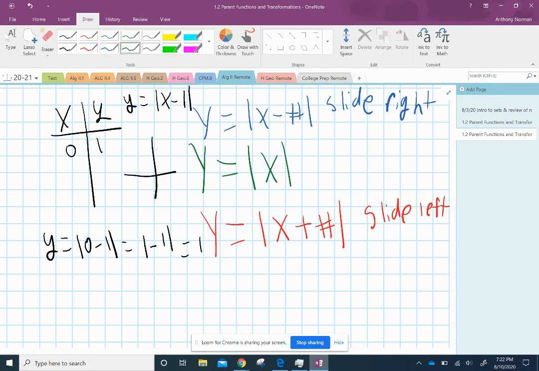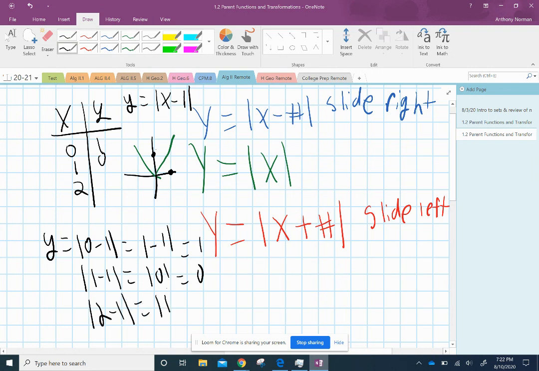So our parent function, we know it's going to be on the center like there. But x is 0, y is 1. That's in the air. That's not right. Well, okay, let's see what happens when we put in 1. So 1 minus 1 equals absolute value of 0 equals 0. Y is 0. So when we go to the right one, where y equals 0, what happens when we go 2? 2 minus 1 equals 1. Absolute value of 1 is 1. Boom. We can continue on that line, and we have just shifted to the right.